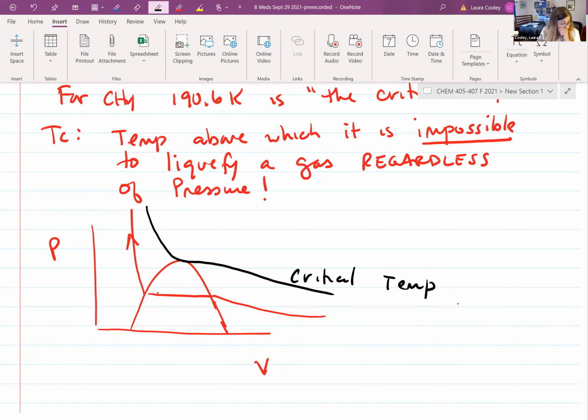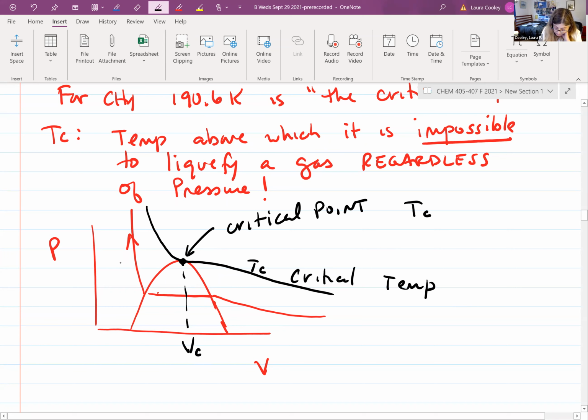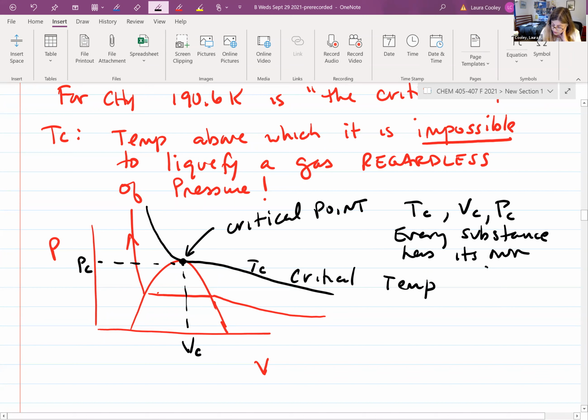It has a TC, right? That would be whatever this temperature is here. It would have a critical volume and also a critical pressure. So every substance has its own critical point. Now, what's it like at or above the critical point? So at this point and above this point in terms of temperature, what you have is something we call a supercritical fluid.